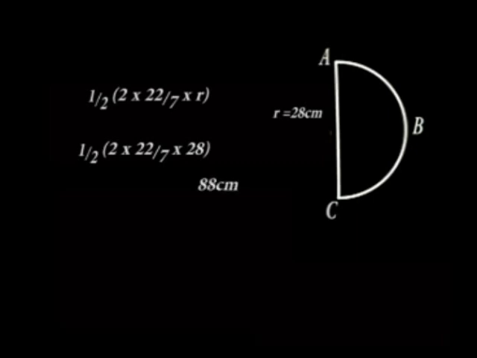We remember this is the length of the curved line. Now we add the length of the straight edge, which is the diameter, that is 56 centimeters. So we have 88 plus 56, and that gives us 144 centimeters.